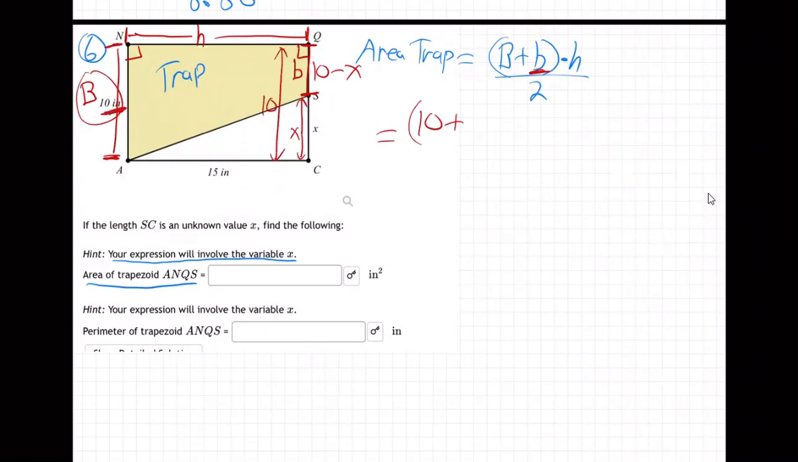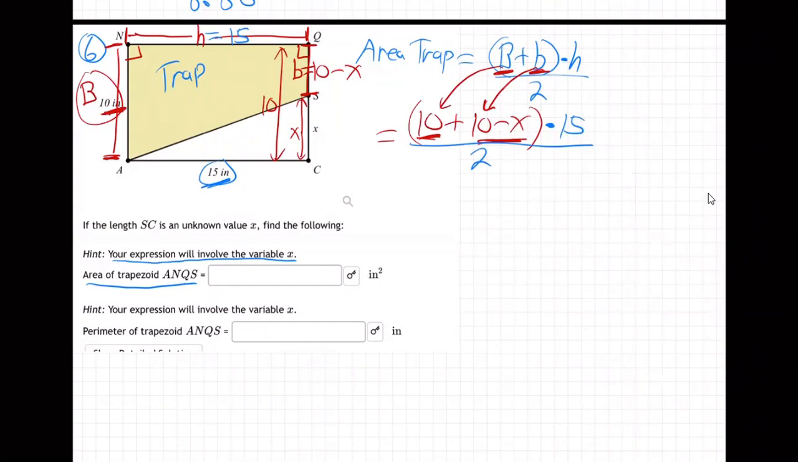Right? 10 is all the way top and bottom. X is here, so then this top part is 10 minus x, isn't it? It's the whole thing, take away the bottom part. So this little b equals 10 minus x. So the big B is 10, the little b is 10 minus x. Times the height, and the height is 15, isn't it? Just get it from down here. All over 2.